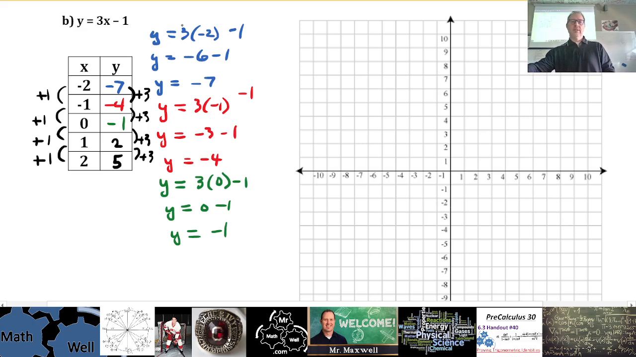But let's just see. So 3 times negative 2 gives me negative 6. Minus 1 would be negative 7. So that's why I put negative 7 for a y there. I did the second one as well. 3 times negative 1 is negative 3. Minus 1 is negative 4. So I put the negative 4 there.